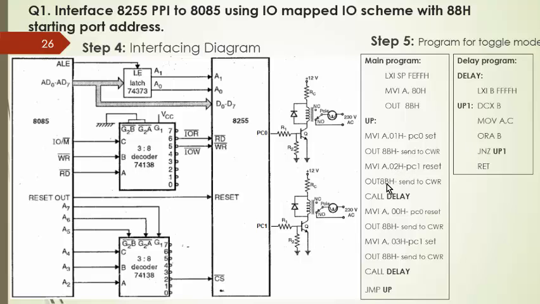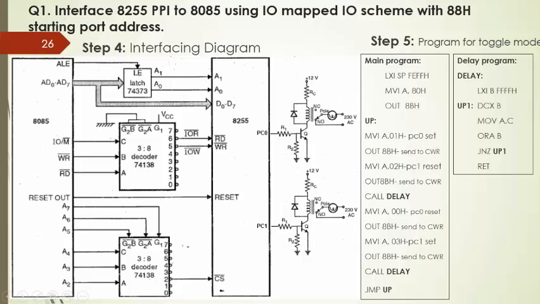Then at the same time you have to make the PC1 pin 0, that is reset. So load this 02 value, obtained by using the command word register in BSR mode. You have to load it in the command word, that is 02 you have to send to the command word register, that is OUT 8B hex. So by using these 4 instructions, we are setting PC0 and resetting PC1.